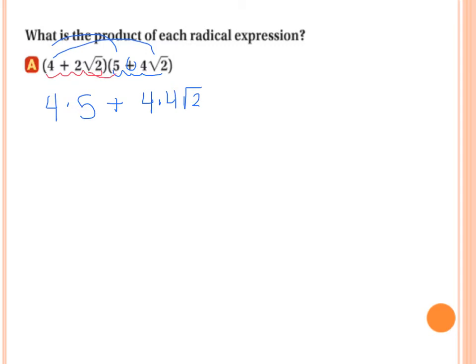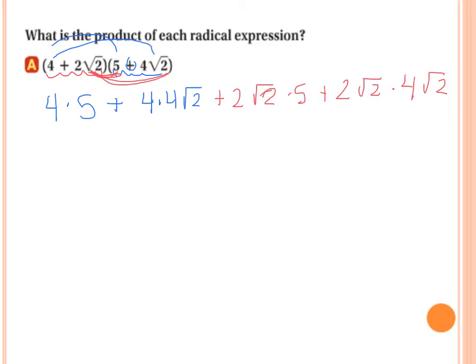And then 2 square root 2 has to be distributed. So it's going to be, again, positive because they're both positive numbers: 2 square root 2 times 5, and then I have to distribute to the end, so 2 square root 2 times 4 square root 2. Some people might be able to do this part in their head without having to write out the 4 times 5. That's fine if that's you. I just want to show it the long way first.